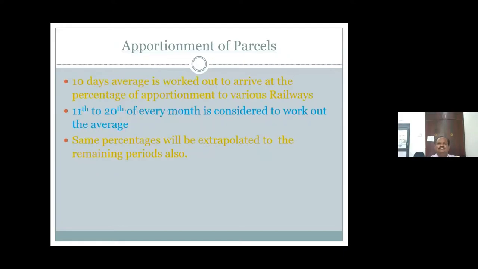For the partial earnings, this is not being done comprehensively. The 10-day average is being used. The balance amount is apportioned by interpolating this data for the remaining two periods. So the partial receipt I received in only one period, preferably the 11th to 20th, is taken. The average of these figures, railway-wise, is multiplied and interpolated for the remaining periods, that is, month-wise.